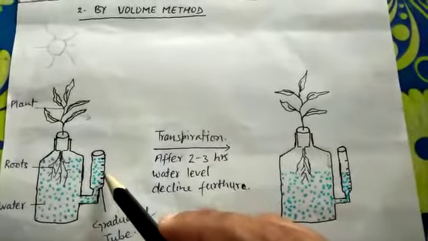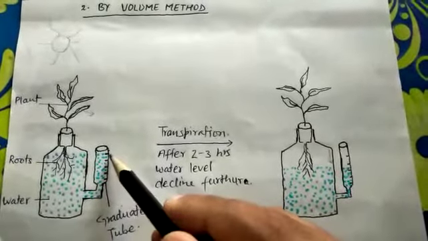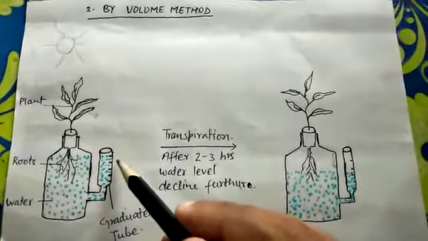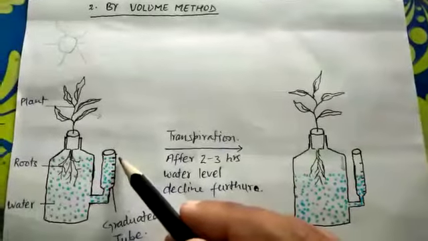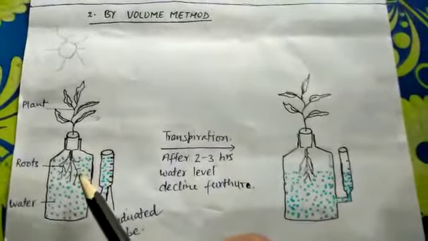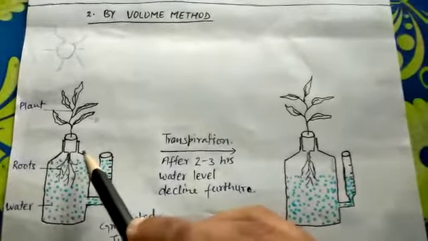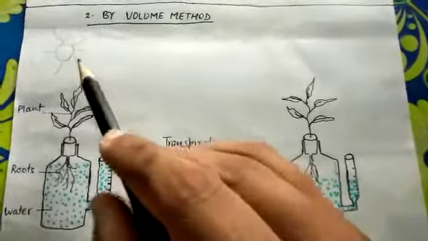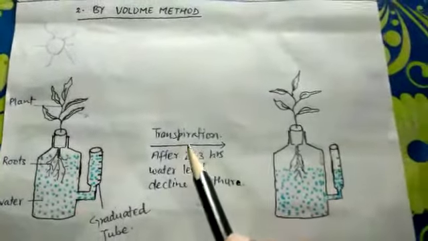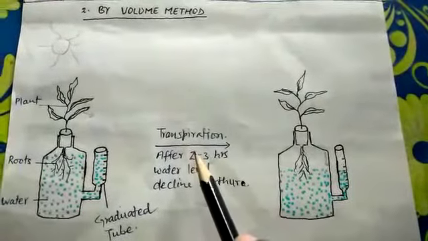several volume markings are present, and with the help of these we can determine the volume of water used during the transpiration process. This kind of experimental design is placed in the presence of sunlight, and in the presence of sunlight, all of you know what kind of process goes on. This is known as transpiration.